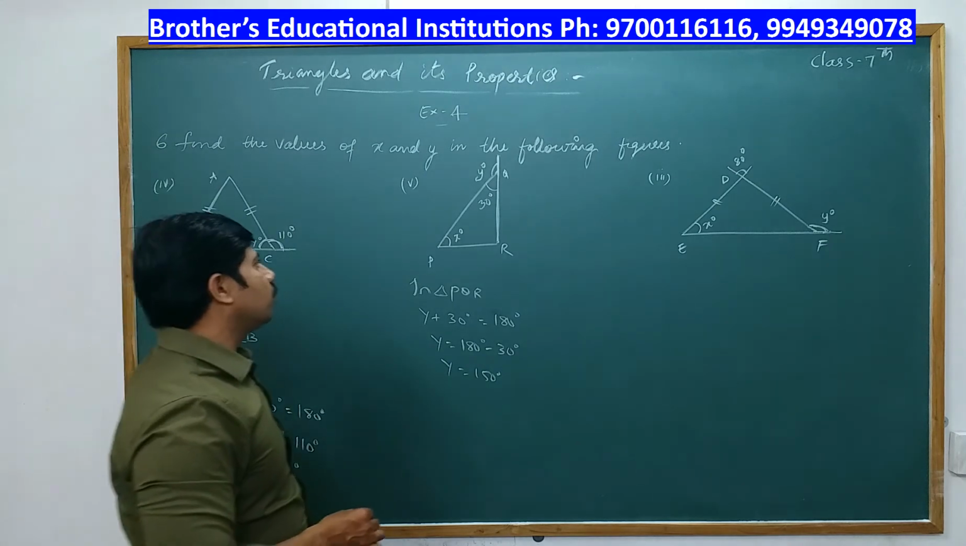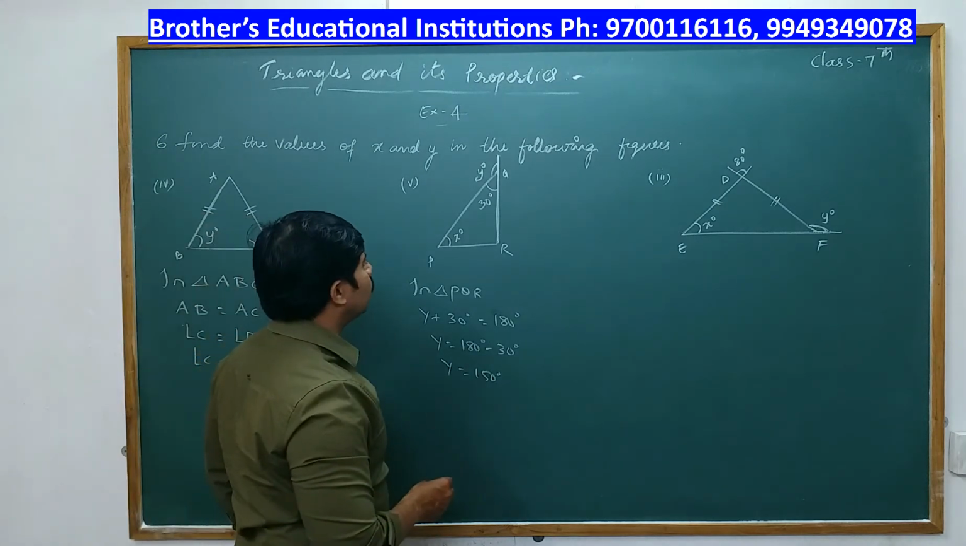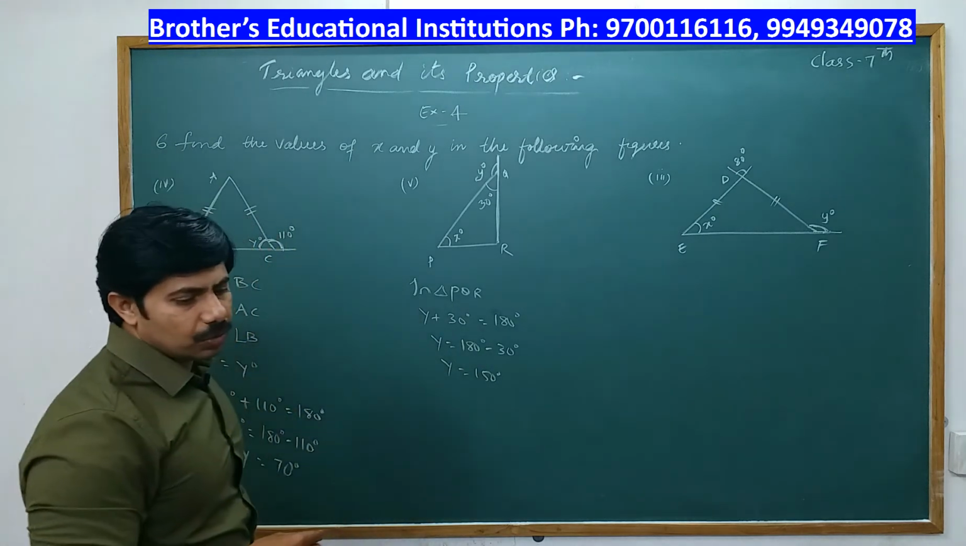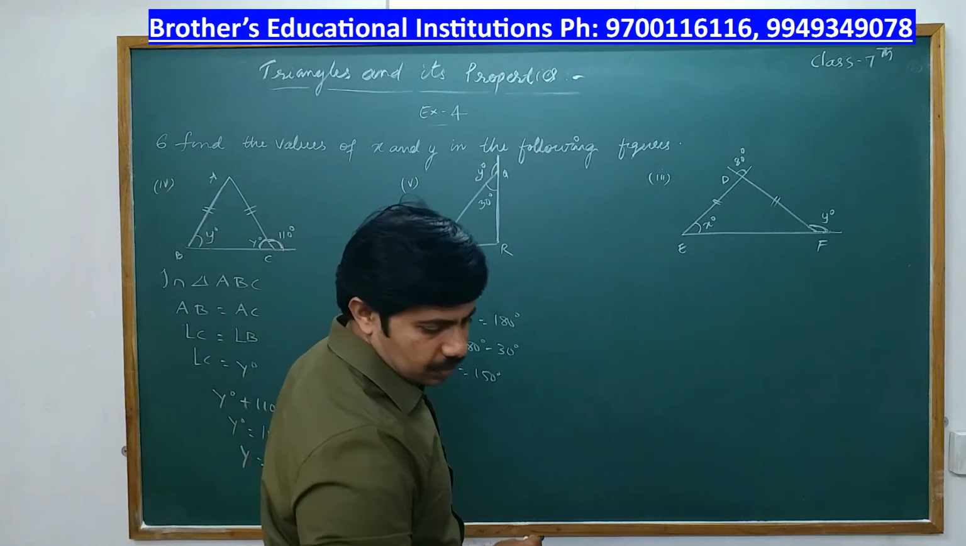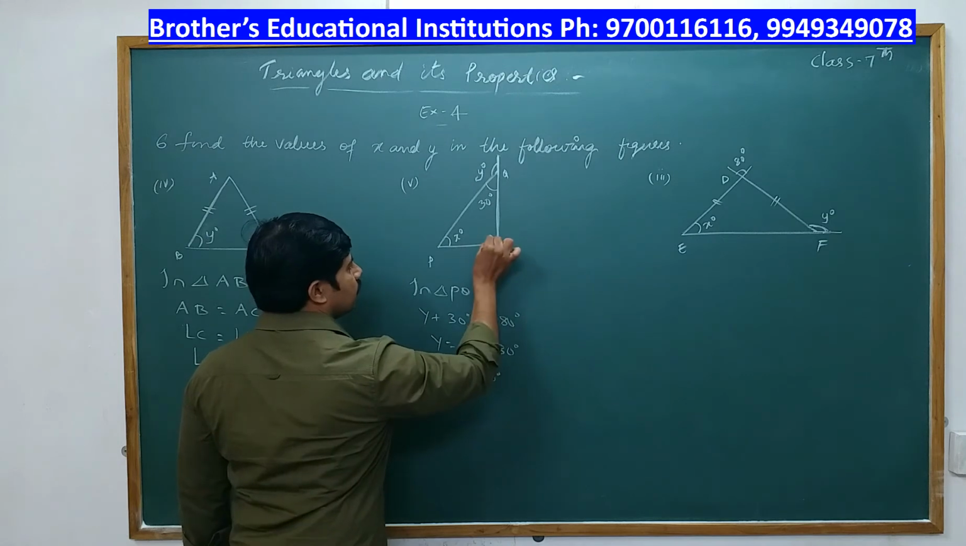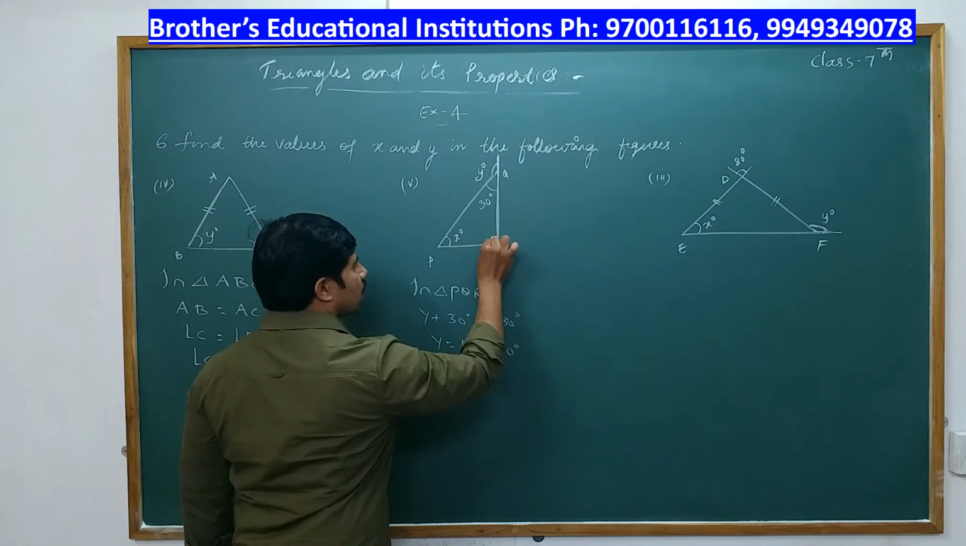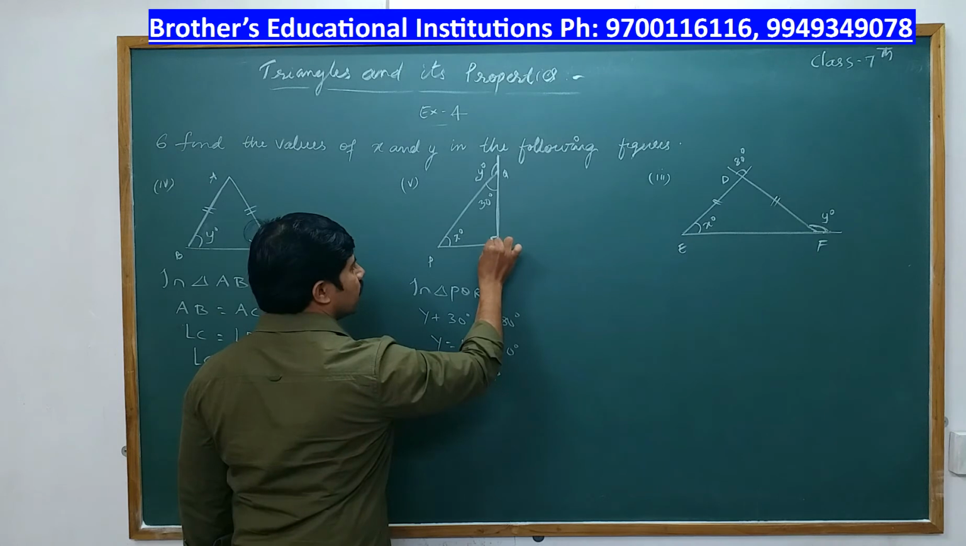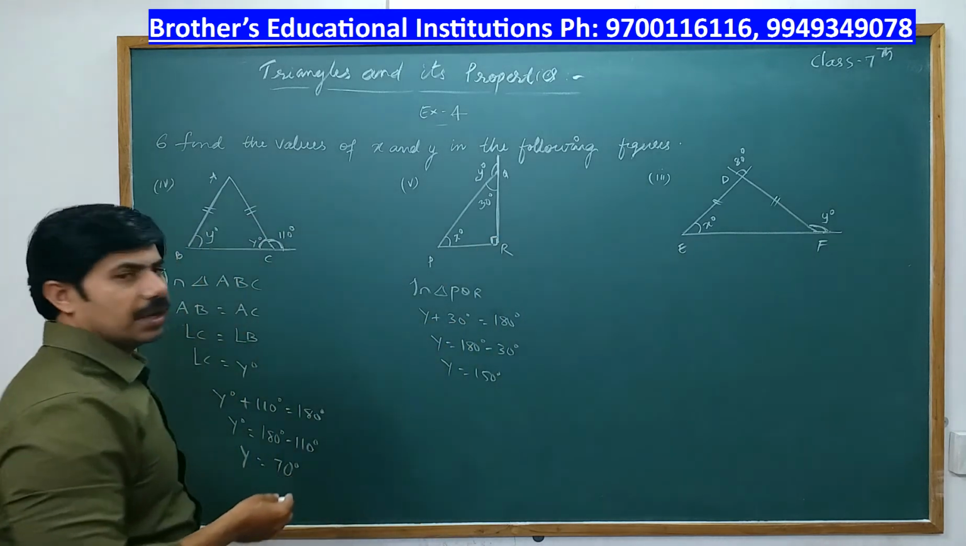Now, after that y, we need to find out x, right? So, how to find out x? So, x is nothing but, see, here this QR, this is 90 degrees. Okay, this is a mark, just mark it as 90 degrees.